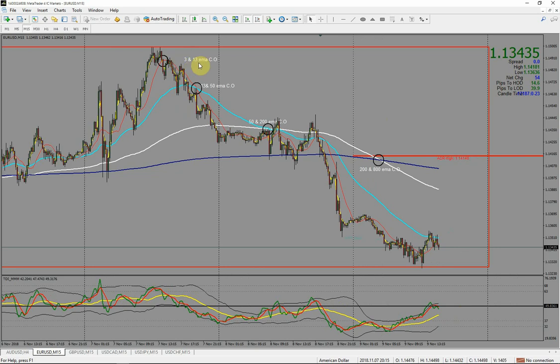The first moving average crossover is 3 and 13, the mustard and the ketchup, and then there comes the ketchup and the aqua, and then the aqua and the mayo, and then the mayo and the blueberry. So it's 3 and 13, 13 and 50, 50 and 200, 200 and 800. It tells a story here.